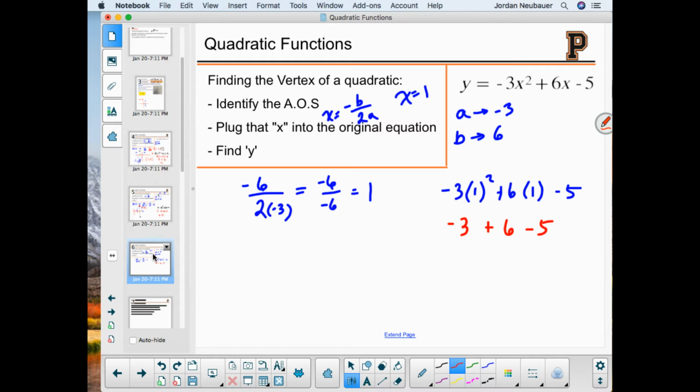Think temperature, if it's -3, then we increase by 6. Now we're at +3. +3 decreased by 5 is -2. So this will have a vertex of the coordinate 1, -2.